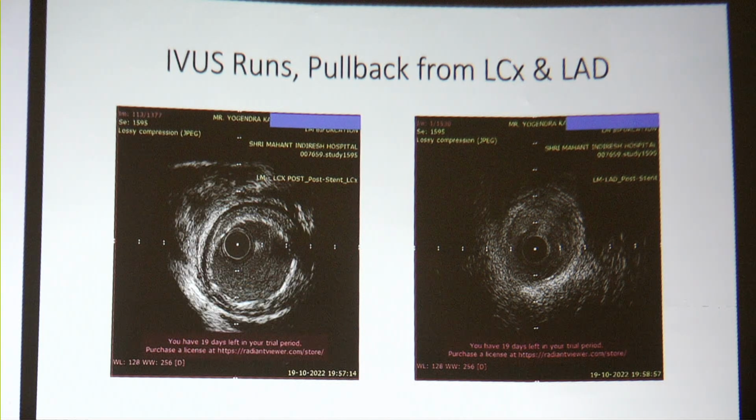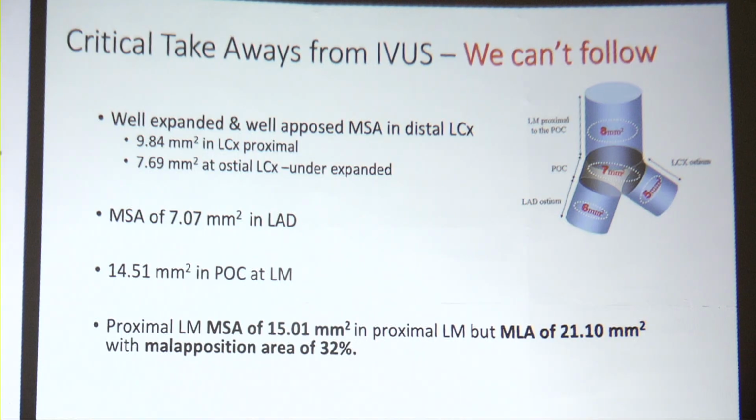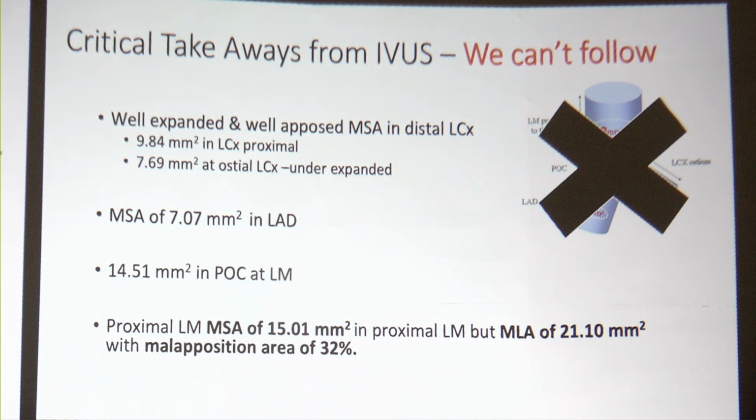Took the IVUS pullbacks, documented the stent expansion. Osteoproximal LCX stent was slightly under expanded. LM was satisfactorily having an MSA of 15 millimeter square, but there was still a malapposition of 32% with a lumen area of 21 millimeter square. So we can't follow the conventional textbook rules for all patients.